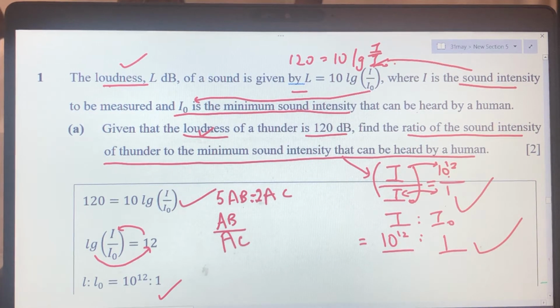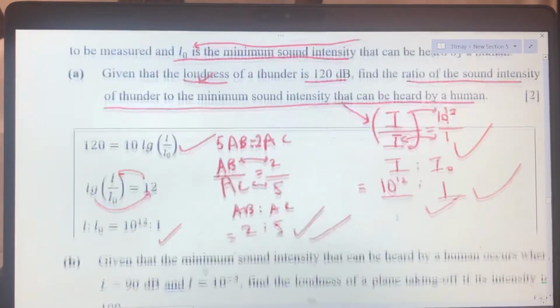So all the unknowns come to one side, then this stays, this will go to the denominator. This tells us that ab is 2, ac is 5. So AB is to AC is 2 is to 5. So this is what you need to know. If you apply this concept, you'll be able to do this kind of questions. So that's all for this particular question.